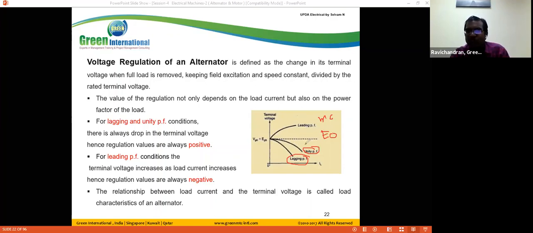So the induced EMF also increases. From this curve, we understand that for the leading power factor, the terminal voltage V is greater than E0. For unity power factor and lagging power factor, the voltage regulation is always positive, and for the leading power factor, the voltage regulation is a negative value.